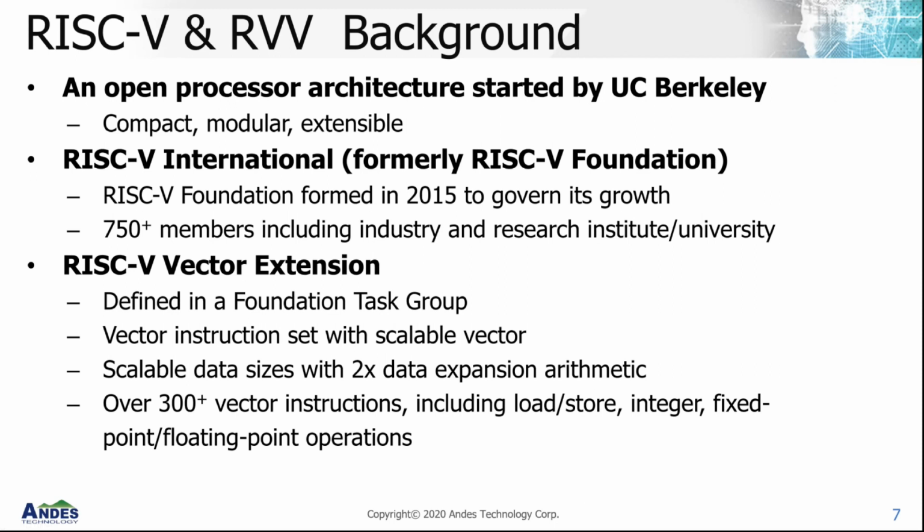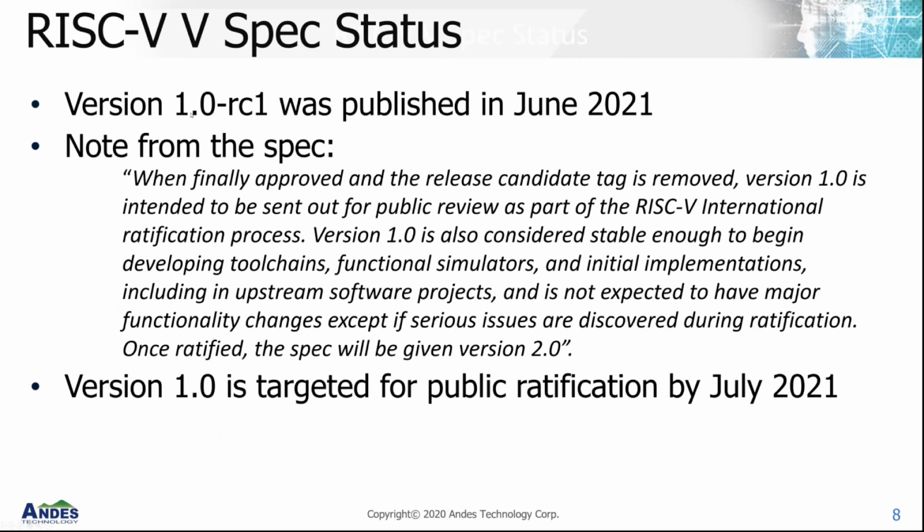So Andes started to work on the vector processor since version 0.7, and at this time we are at version 1.0. Version 1.0 RC1 was published in June 2021, basically last month. So it's fairly stable at this point. Version 1.0 is targeted for public ratification basically by the end of this month, and hopefully the ratification will be done by the end of the year. So we would have a very stable design by then.